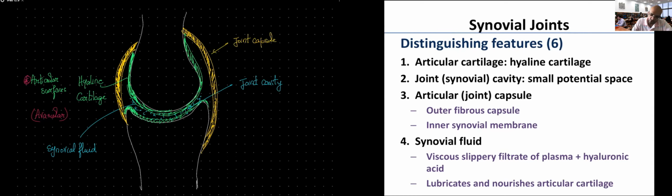The joint capsule is actually formed of two layers. It has an outer part. This is called my fibrous capsule. And if you remember the fibrous capsule of the joints, this is the location of the dense irregular connective tissue, if you remember. The inside of the fibrous capsule did have a membrane.